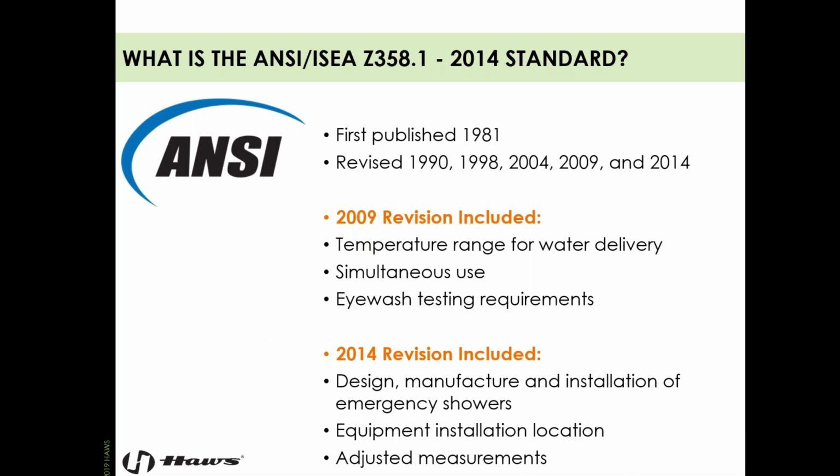Now, it was first published in 1981. It's had several revisions since, in 1990, 1998, 2004, 2009, and 2014. Some of those were more important than others. In 2009, we finally got a temperature range for water delivery. Before, it just said tepid water, which is a pretty wide range to a lot of different people. That revision also added simultaneous use requirements and eyewash testing requirements.